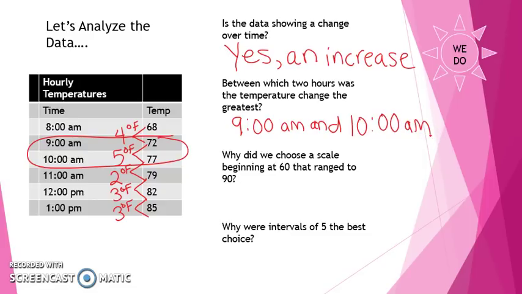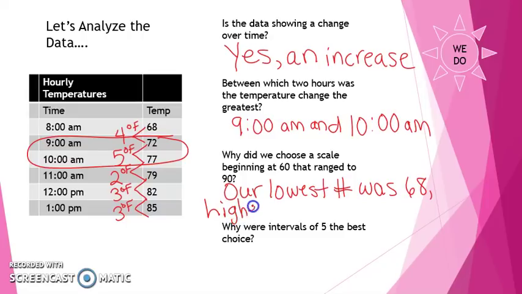Okay, why did we choose a scale beginning at 60 that ranged to 90? Okay, I actually stopped at 85. I should have gone to 90. Okay, and we did this because our lowest number was 68. Highest number was 85.